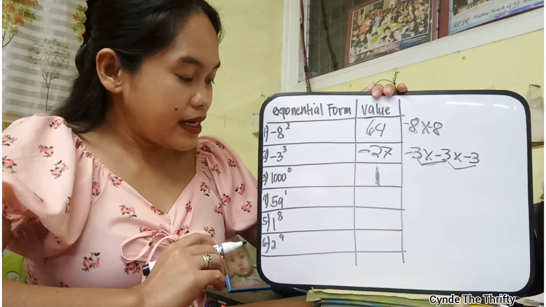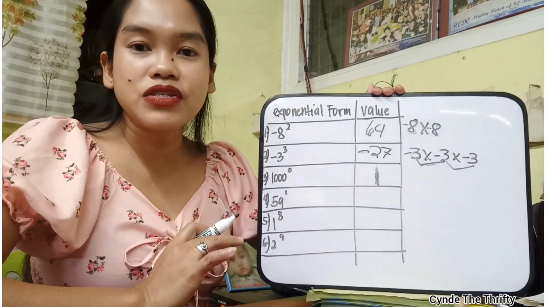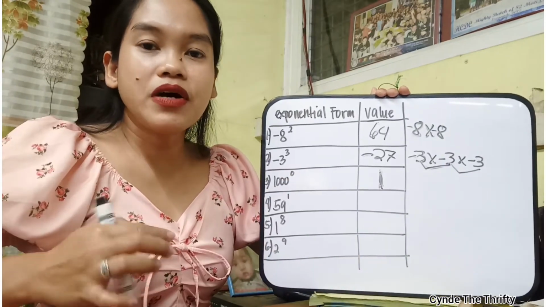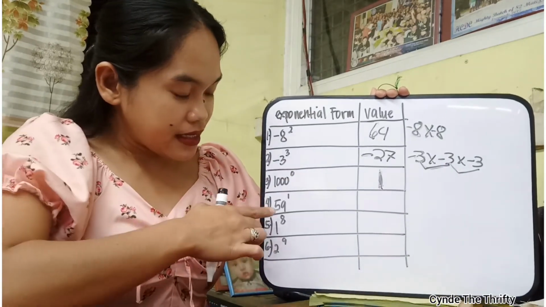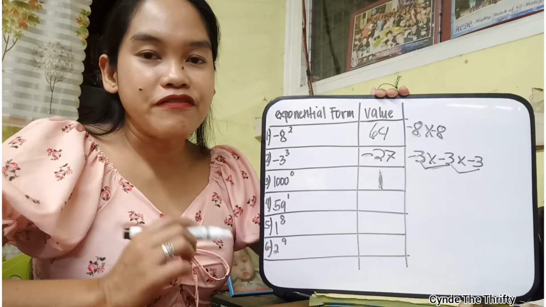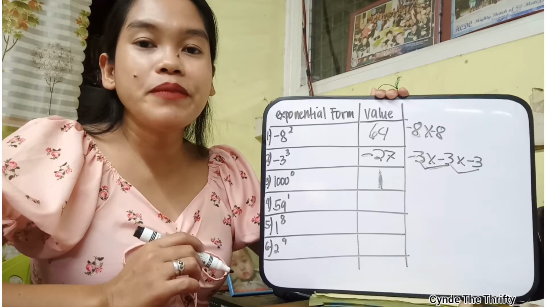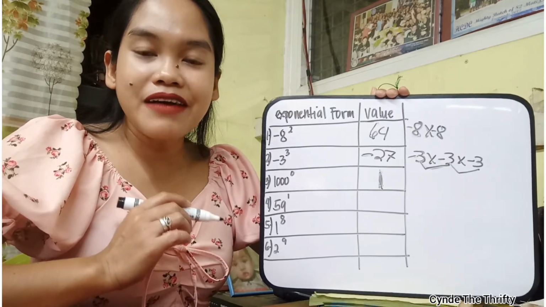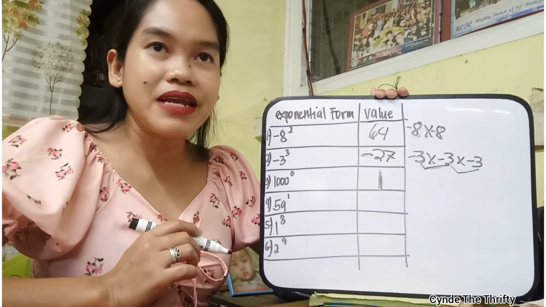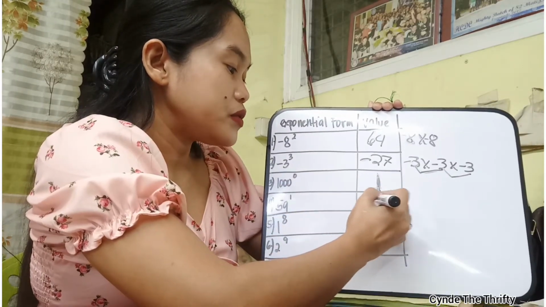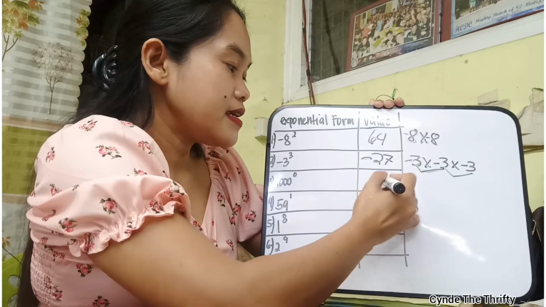Ayan. So, 1 ang kanyang value. 1,000 raised to the power of 0 is equal to 1. Now, let's go to number 4. So, ang number 4 natin is 59 raised to the power of 1. And napag-aralan na din natin na kapag 1 yung kanyang exponent, automatically, ganun pa rin ang kanyang value sa kanyang sarili. So, same lang ang kanyang value. 59 raised to the power of 1 is equal to 59.